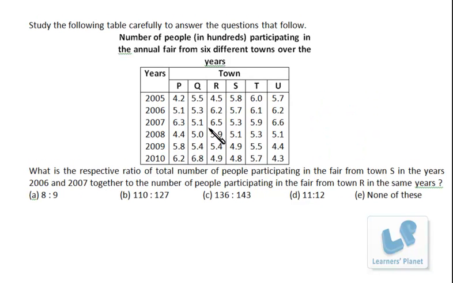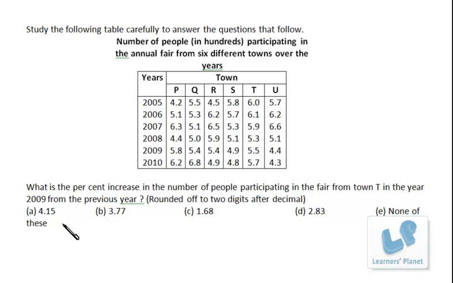Now, what is the respective ratio of total number of people participating in the fair from town S in the year 2006 and 7? So these two are the data of town S, and we have to find out the ratio of town R. So this and this. So it's 5 plus 5, 10 and 1, 11. That is in numerator. In denominator we have 6 plus 6, 12.7. So it's 110 is to 127. Very simple, not challenging.